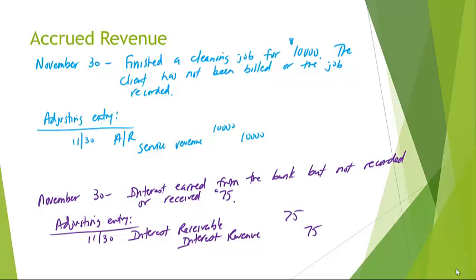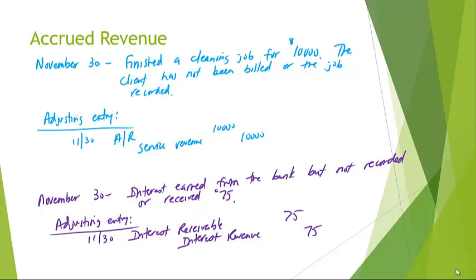So the first one's the service revenue in the light blue writing. November 30th, it says we finished a cleaning job for $10,000. The client has not been billed or the job recorded. Well, obviously, if we finished that job before the end of that November accounting period occurred, we must record it. So all we have to do, as far as the adjusting entry is concerned, on November 30th is to debit accounts receivable because we are owed the money, and we would credit service revenue. And both of that would be for $10,000.